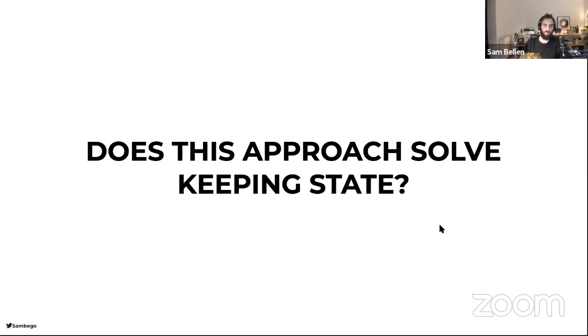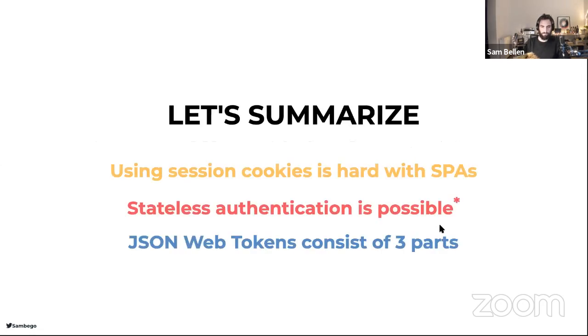And does this approach solve keeping state? In theory, it does solve that problem because a JSON Web Token contains all of the information you need to verify the token. But if you want to do some more things like keeping a blacklist or a whitelist of invalidated tokens, or if you want to do the silent approach for which you're going to issue a session cookie anyway, you might have to keep some state after all.